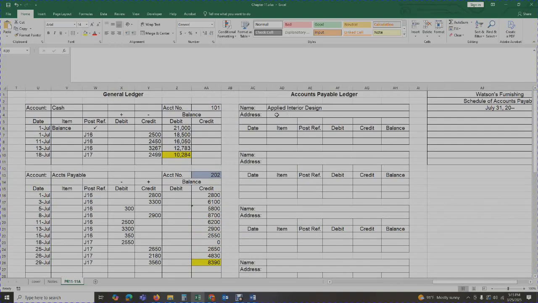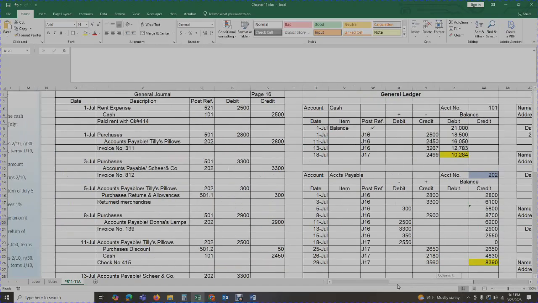Now, usually we are provided with the address of the vendor. In this case, we don't have it. I'm going to leave it blank. But I am going to transfer the information from July the 25th. This is on Journal 17, and I have a credit of 2,650. So therefore, my balance is 2,650. Okay, so that takes care of Applied Interior.